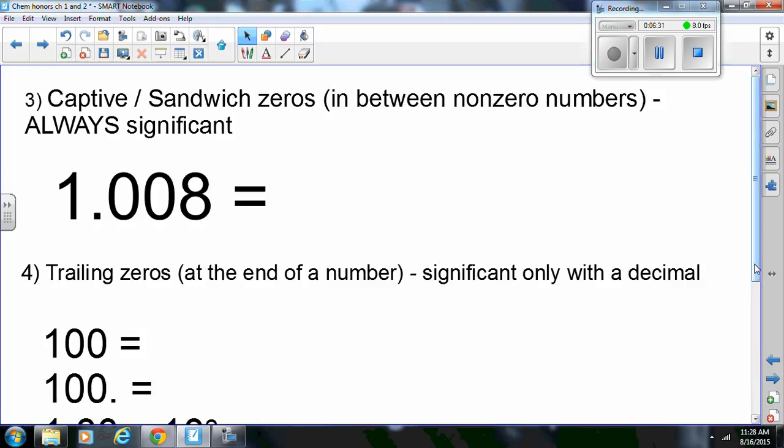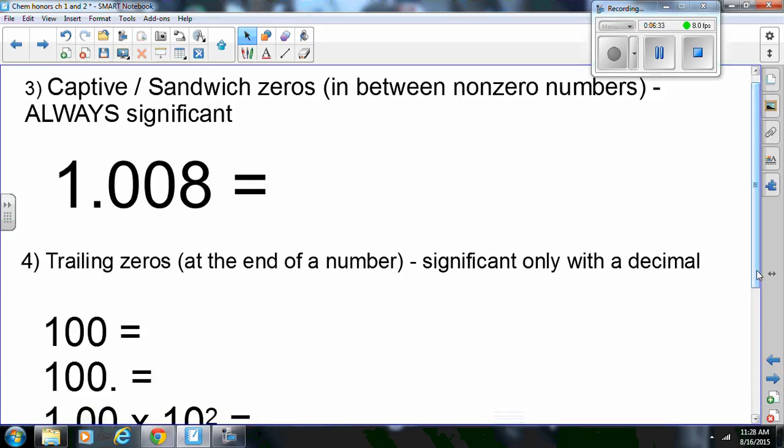All right, captive zeros, you can call it captive. I like to call it sandwich because they're squished in between non-zero numbers. So if you look at 1.008, you have 2 zeros in there, right? Because a number is in front and behind those 2 zeros, everything counts. So 4 significant figures.